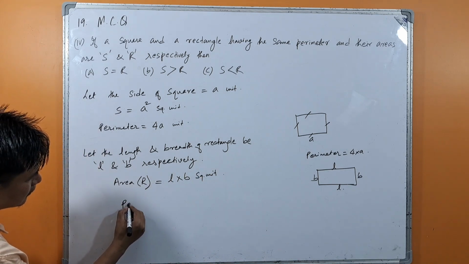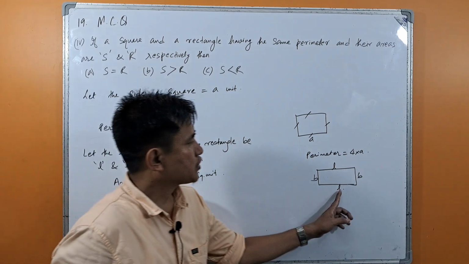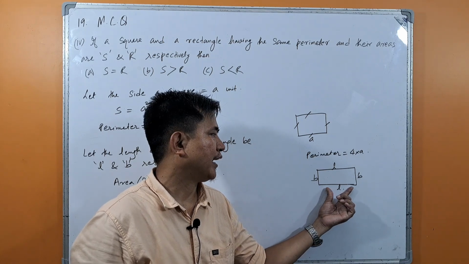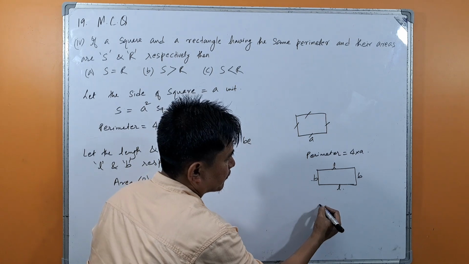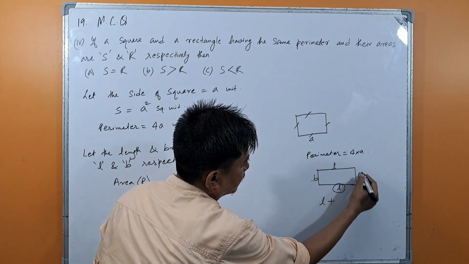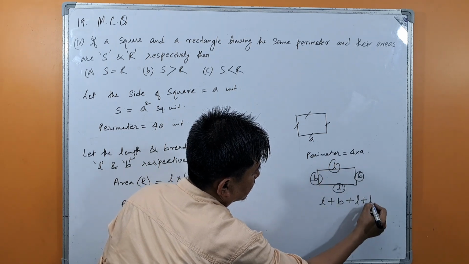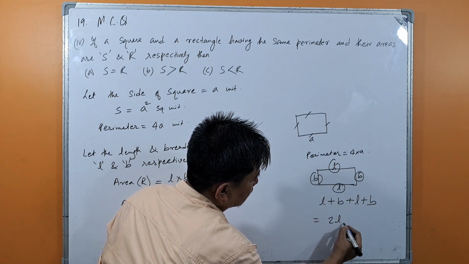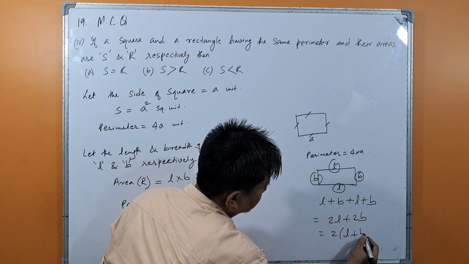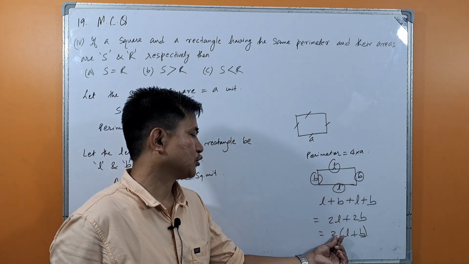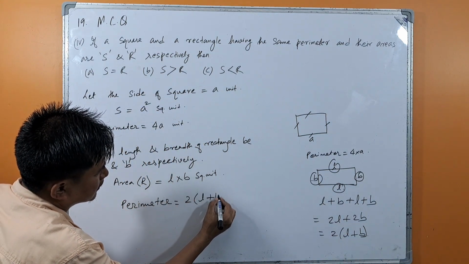And what will be the perimeter? Perimeter means sum of all sides. If we add up all 4 sides, we get the perimeter. So L plus L is 2L, B plus B is 2B. L plus L is 2L plus 2B. We take 2 common, 2 into L plus B. So the perimeter of the rectangle is 2 into L plus B, isn't it?